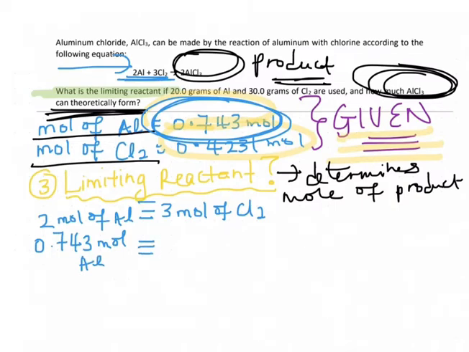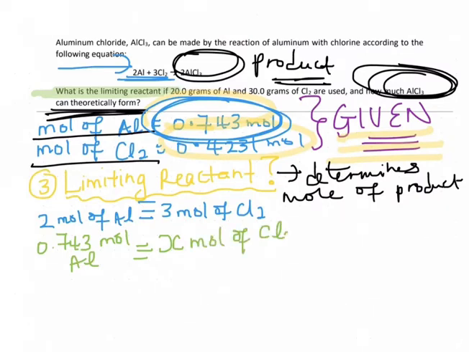Okay, so I'm just going to try to write that in a different color so you can see that clearly. The one in green will be your given mole. Right over here, I'm going to write X, because I don't know yet how much chlorine I need if I have 0.743 mole of aluminium. We want to test whether your chlorine is going to be the limiting reactant.